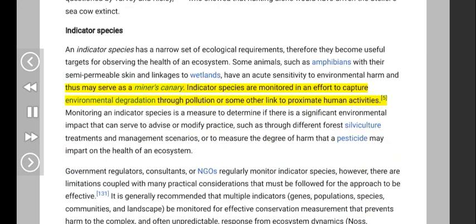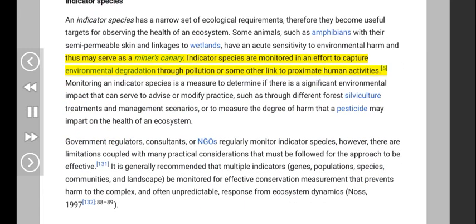Indicator species are monitored in an effort to capture environmental degradation through pollution or some other link to proximate human activities. Monitoring an indicator species is a measure to determine if there is a significant environmental impact that can serve to advise or modify practice, such as through different forest silviculture treatments and management scenarios, or to measure the degree of harm that a pesticide may impart on the health of an ecosystem.